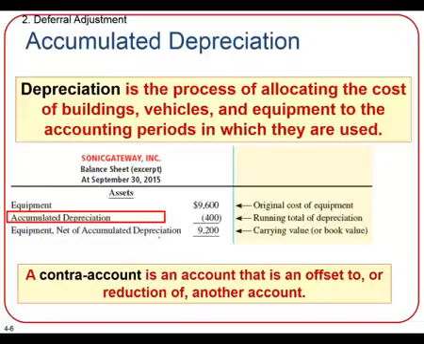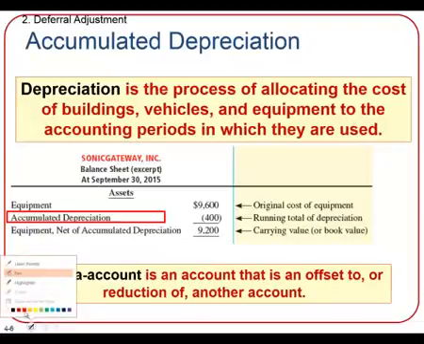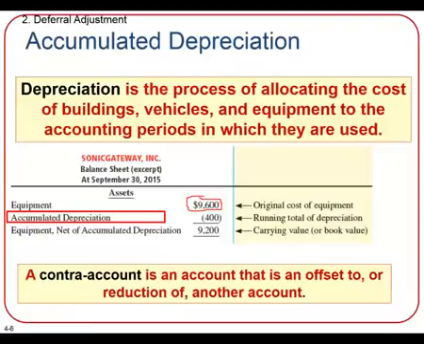So here's our example here. This equipment had a purchase price of $9,600, and because of the cost principle, we recorded it at the original cost, so $9,600. But we had this contra asset account here called Accumulated Depreciation, and as our equipment starts to depreciate in value, we record that amount in that contra asset account so that we can net the depreciation with the original cost of the equipment to get a carrying value of whatever our equipment or long-term asset is.